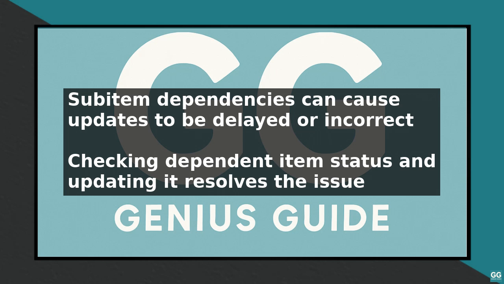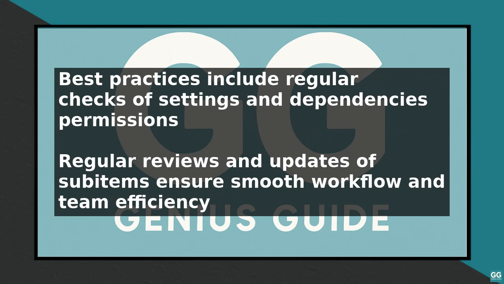Best practices for troubleshooting subitems include regularly checking the main item's settings and subitem dependencies, ensuring that all team members have the necessary permissions, and using clear and concise language when assigning tasks and subitems. By following these steps and best practices, you can quickly and effectively troubleshoot Monday.com subitems and ensure that your workflows and projects are running smoothly. Regularly reviewing and updating your subitems will help you stay on top of your tasks and ensure that your team is working efficiently.